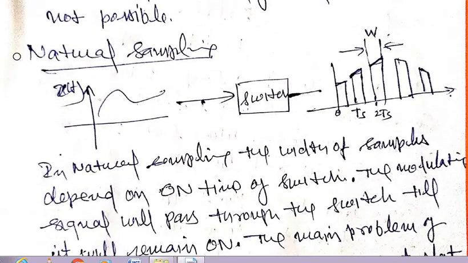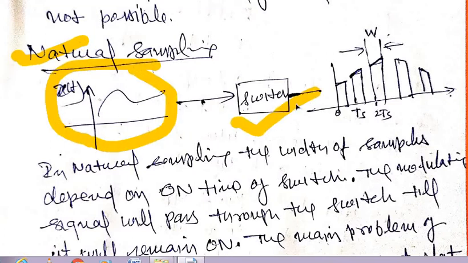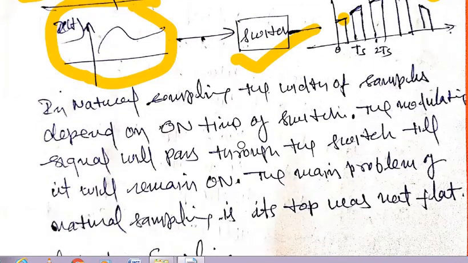Now second is natural sampling. In natural sampling, the continuous time signal passes through a practical switch. When the signal passes through the switch, it is converted into a discrete time signal, but the tops of these samples are not flat. This is the drawback of natural sampling.